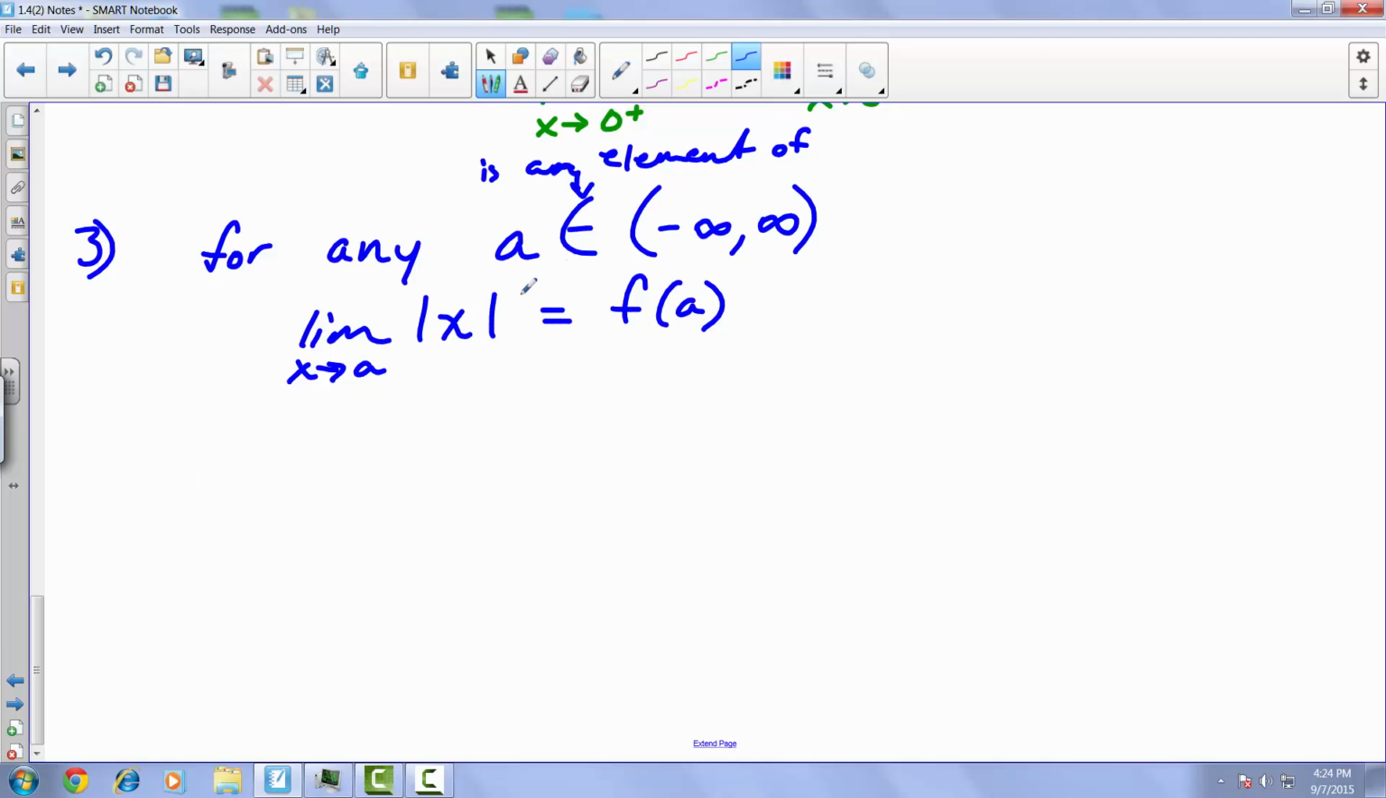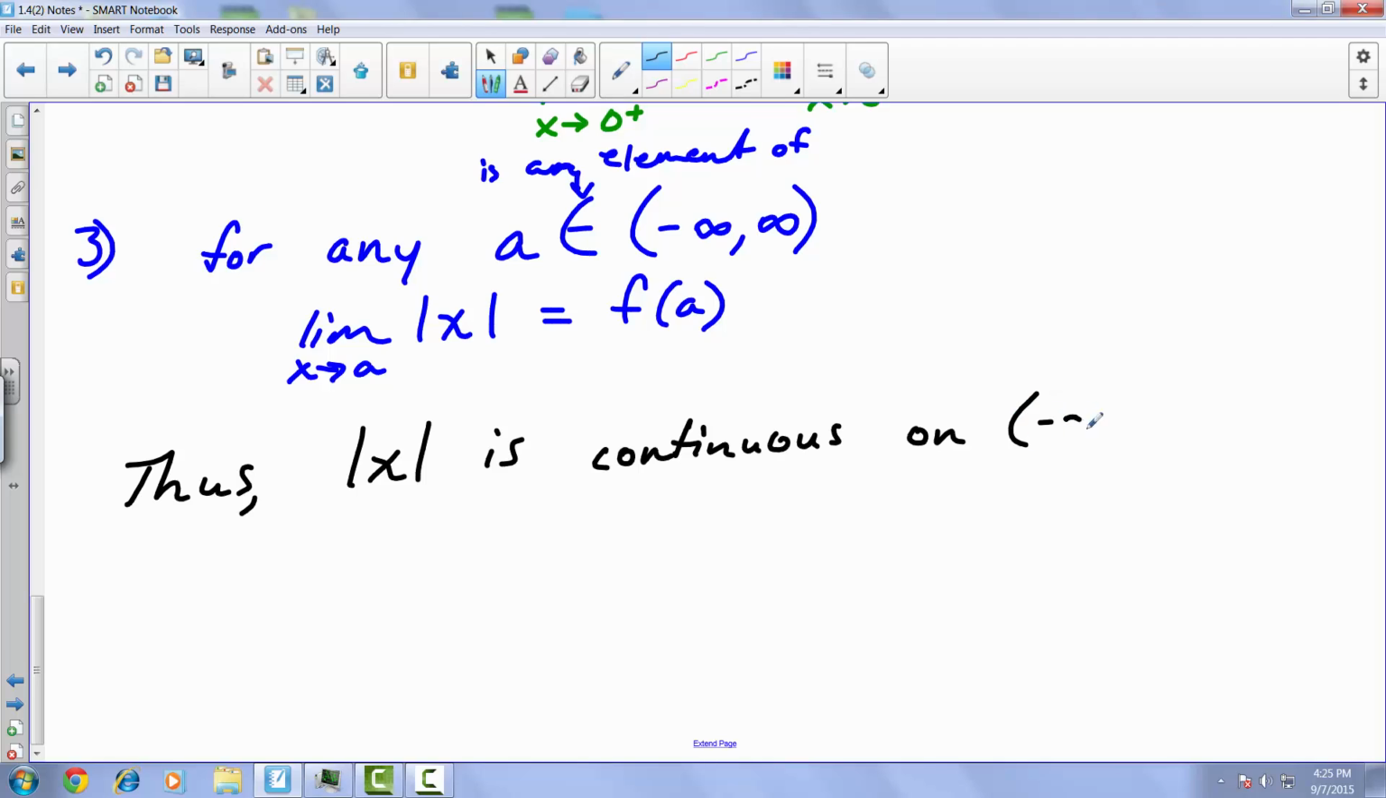And as a result, since we have verified all 3 criteria, the absolute value of x is, in fact, continuous on negative infinity to positive infinity.